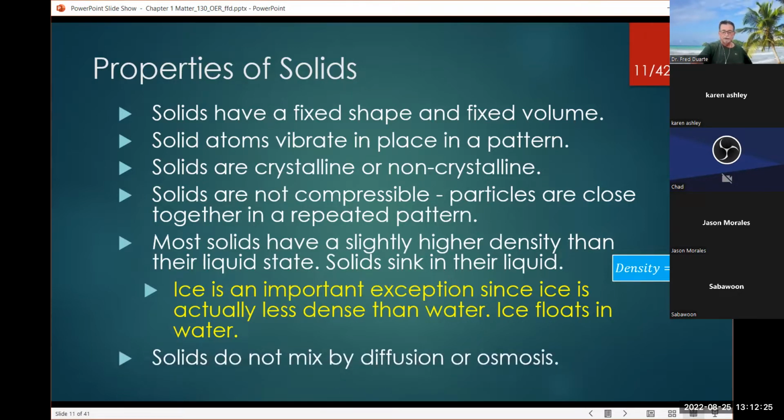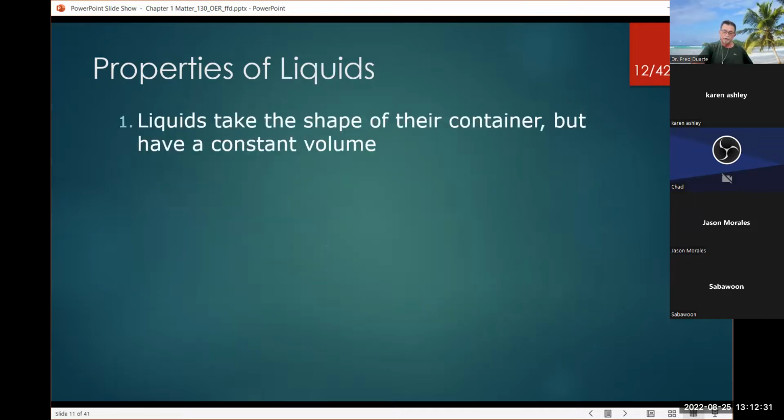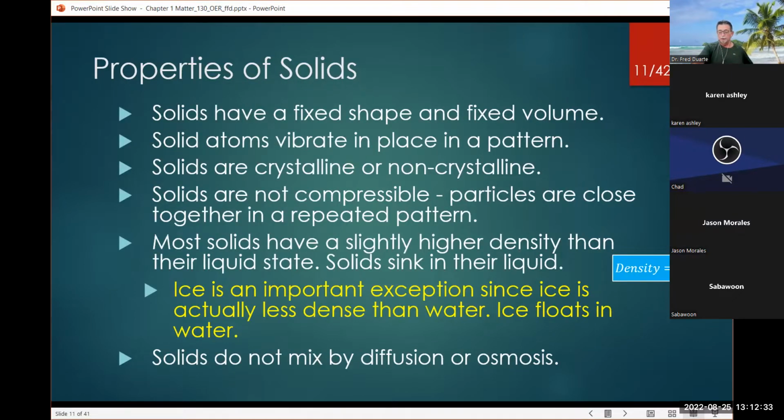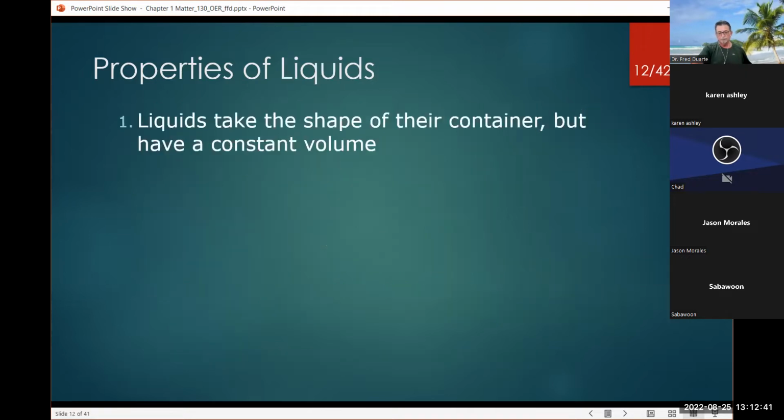Now, solids generally do not mix with each other very well because they're locked in position, okay? And they really don't undergo much of what we call diffusion, in other words, move from point A to point B through a variety of processes, which we won't talk about: diffusion, osmosis, but enough said about that.